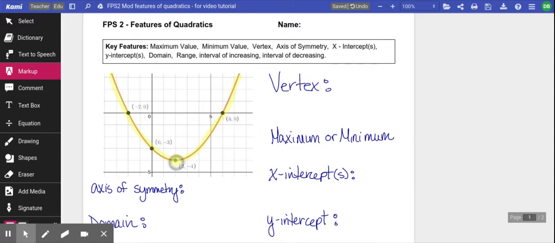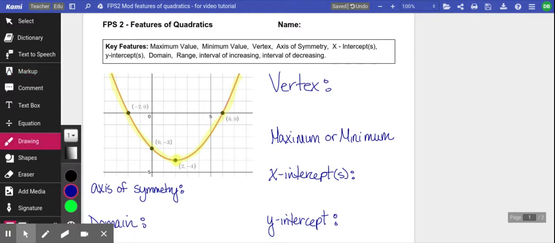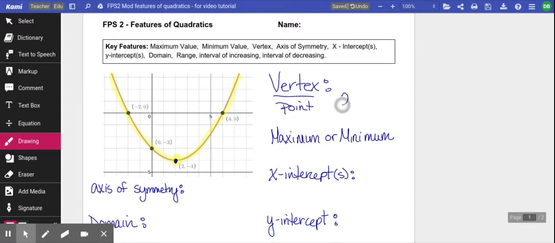This would be a turning point on our graph, and it has a special name, and we call it the vertex. So the vertex is the point on the graph, on the quadratic, where it turns. It goes from increasing to decreasing or decreasing to increasing. So the vertex is a point, and the specific point is 2, -4.